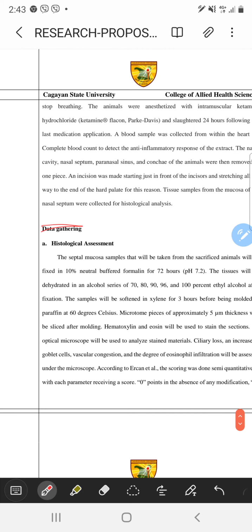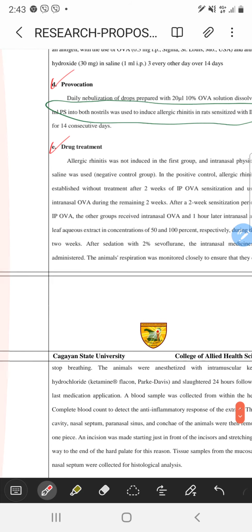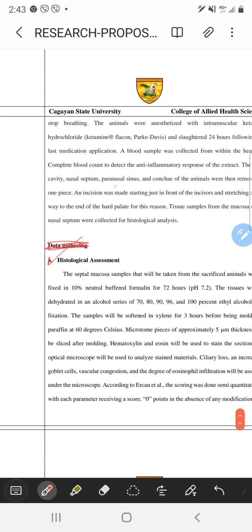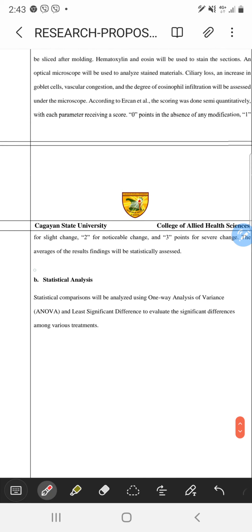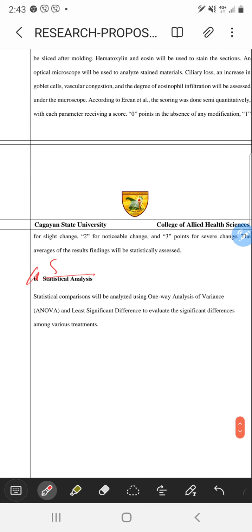And then you have, after drug treatment, histological assessment. And then, last part, this is another part, statistical analysis or data analysis.